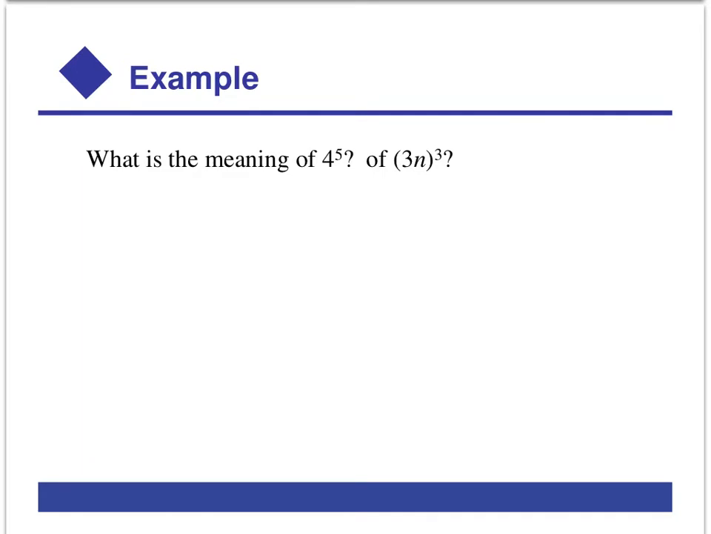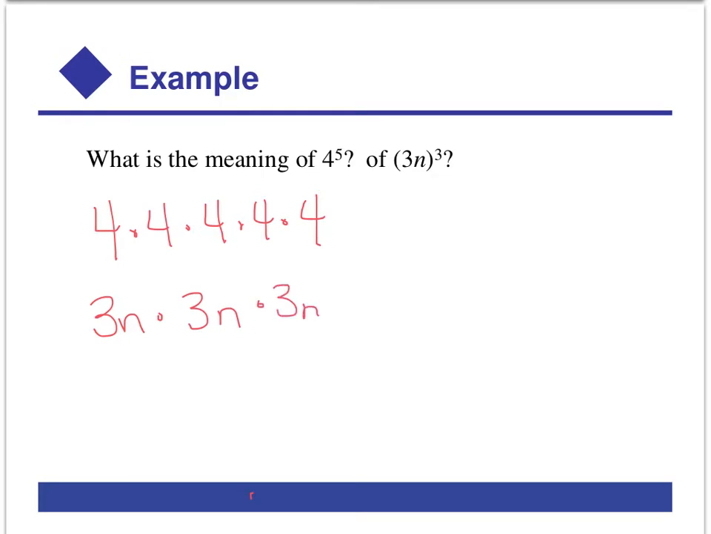Basically, it says that we're going to write 4 times 4 times 4 times 4 times 4. We're going to write it down 5 times. And then the 3n raised to the 3rd, simply saying 3n times 3n times 3n.